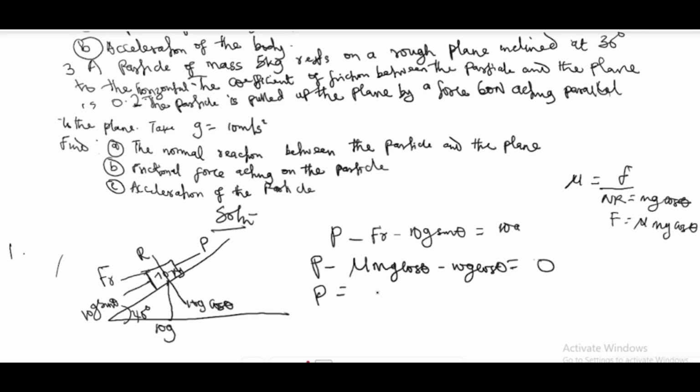So the coefficient of friction from the question is 0.3 times the mass, which is 10, times the force of gravity, which is also 10, times cos 40 plus, remember we took everything to the other side, 10 times 10 times cos, sorry, this should be sine, not cos.